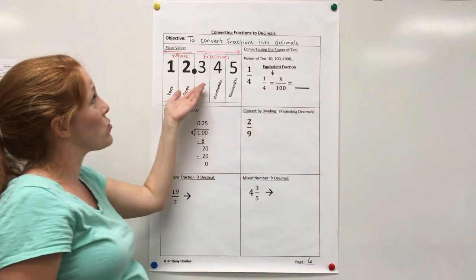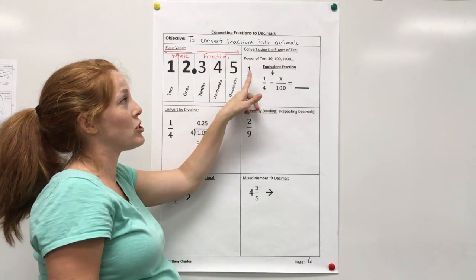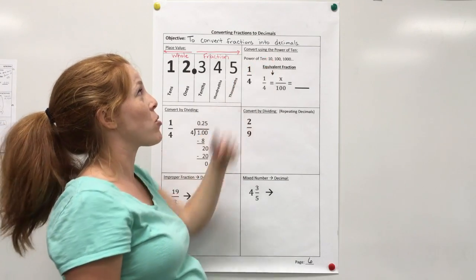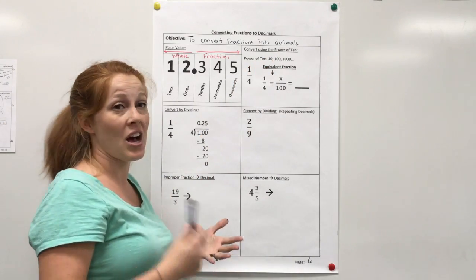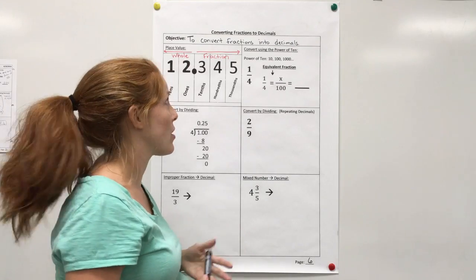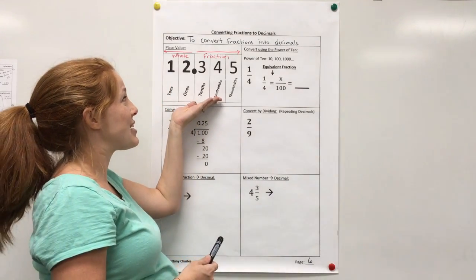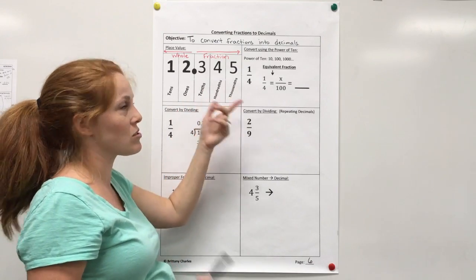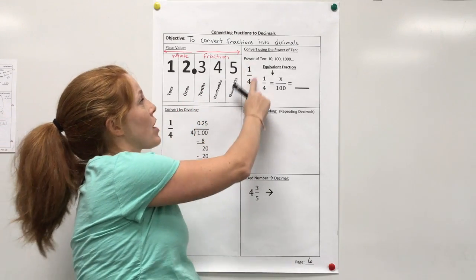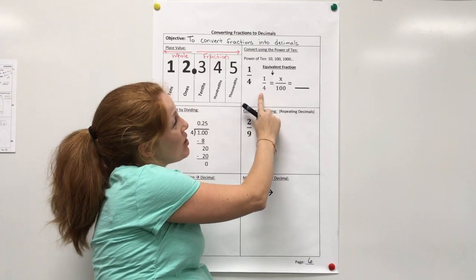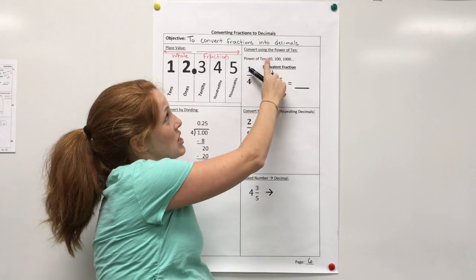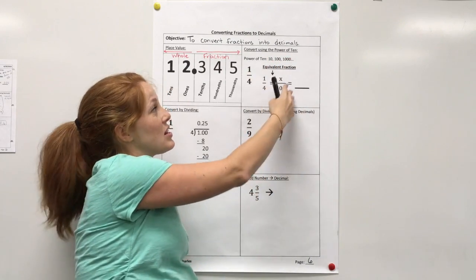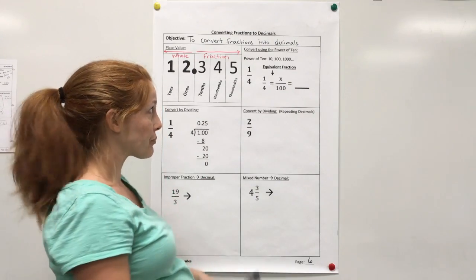Now, one way you can convert a fraction into a decimal is by using the power of 10, meaning 10, 100, 1,000, 10,000, etc. Because a decimal is a base 10 unit, so tens, hundreds, thousands. So if you can make an equivalent fraction with a denominator of 10, 100, 1,000, etc., then it's really easy to write your decimal.